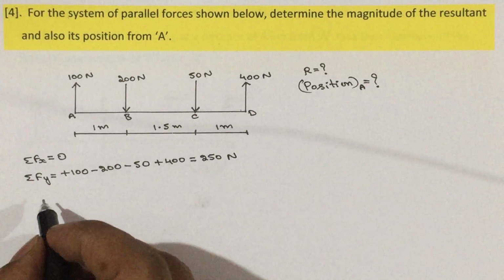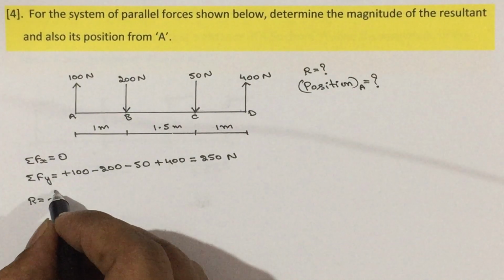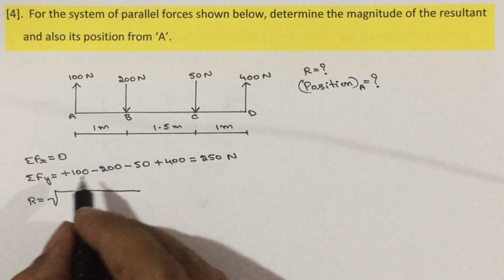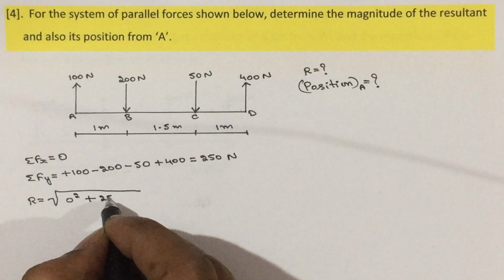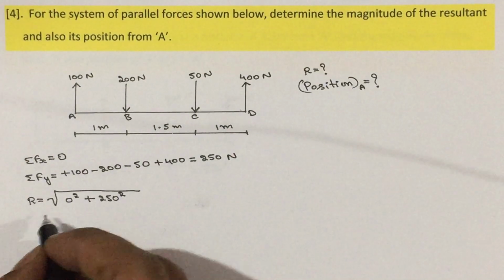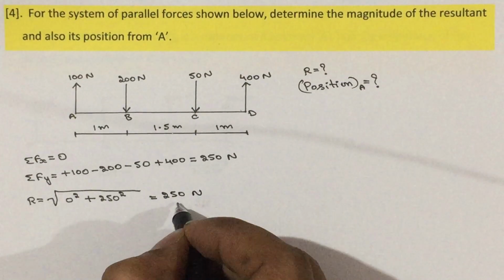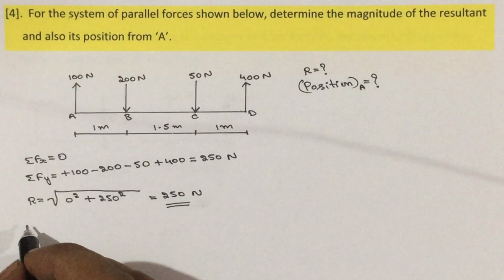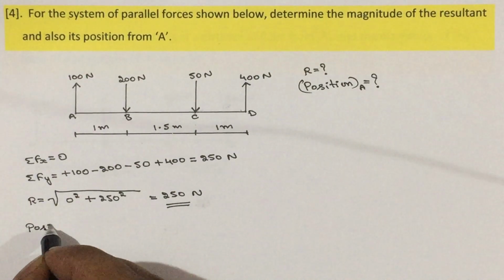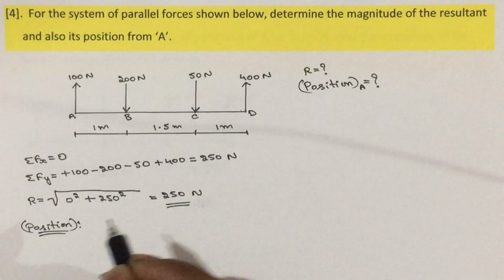Once it is done, then we are going to calculate R. Therefore, magnitude of the resultant is given by square root of sigma fx square plus sigma fy square. Sigma fx is 0, 0 square, plus sigma fy is 250, 250 square. You are going to get the value as R is equal to 250 Newton. Once you get the value, you need to calculate the position. So, we need to calculate the position.